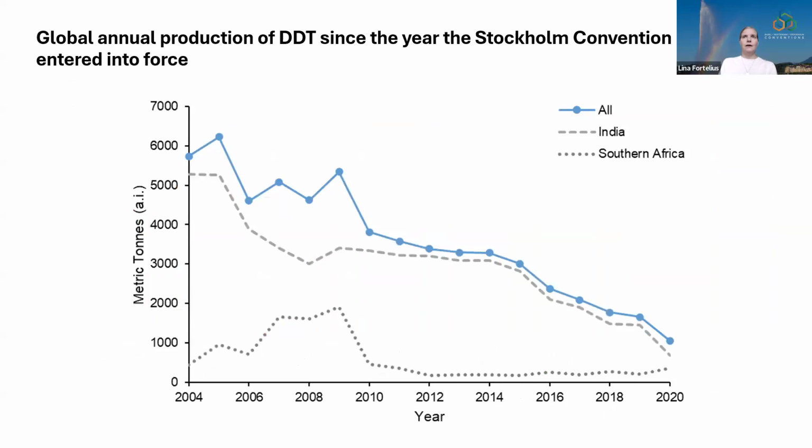And another example is the global annual production of DDT since the year the Stockholm Convention entered into force. This graph is using data both from the national report and also from the specific DDT questionnaire that parties that are using or producing DDT are filling out before each COP.